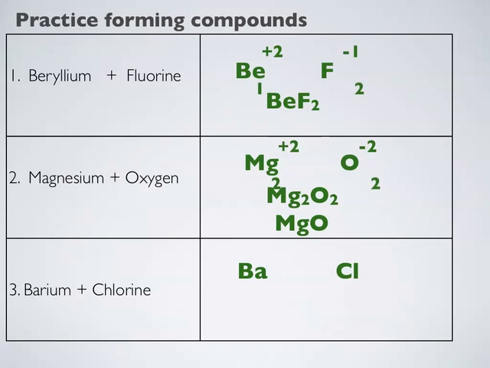Barium and chlorine. What's barium? Check it out. +2. Chlorine. -1. So it's BaCl2. Alright, same here. So easy, got it? Anybody have a question? Just thought I'd add that.